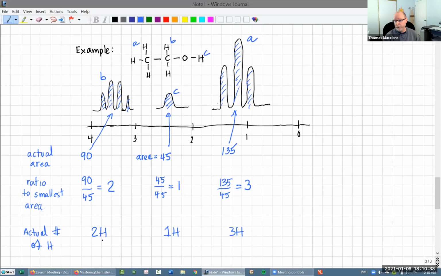Okay. So if you're just given 2, 3, and 1, you're not guaranteed that there are exactly 2, 3, and 1 hydrogens. You have to look at other information. But if you're given 2H, 1H, 3H, you're guaranteed that that's how many hydrogens there are in that set of equivalent hydrogens giving the signal. Okay. So that's integration. Any questions about that?